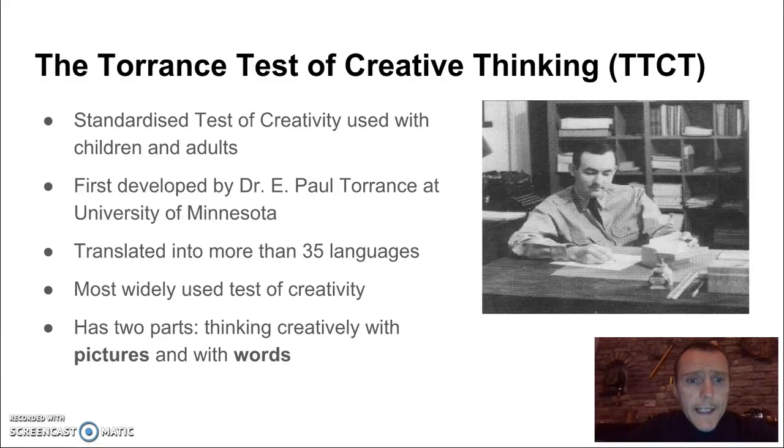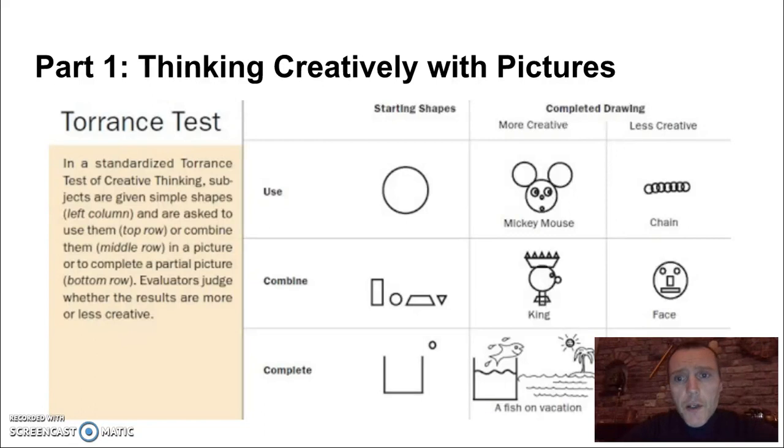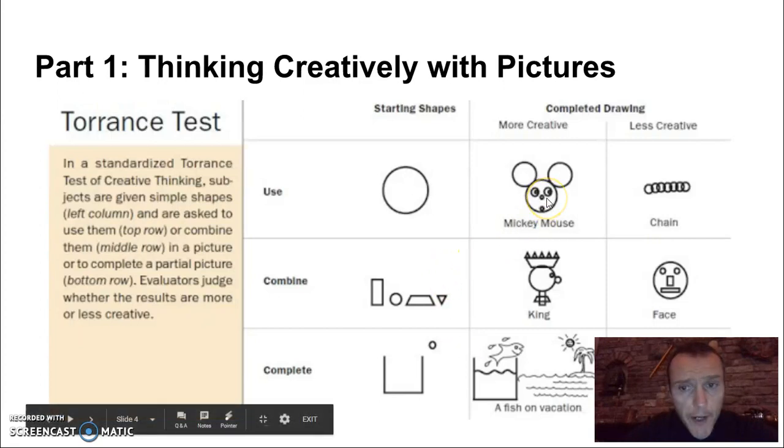So as I said, it's the most widely used test of creativity, and it has two parts, thinking creatively with pictures and with words. So the first part, thinking creatively with pictures. A typical task is to combine shapes. So for example, there's a task where you get a circle and you have to use the circle as many times as you can or as many times as you want in order to make a creative drawing. Okay, so here you have an example of Mickey Mouse, very creative, and a chain, less creative.